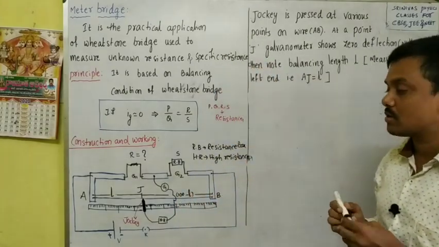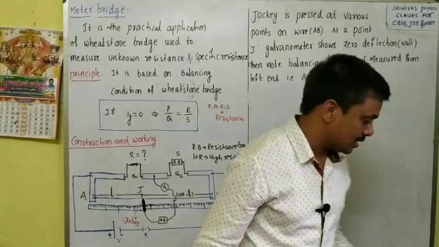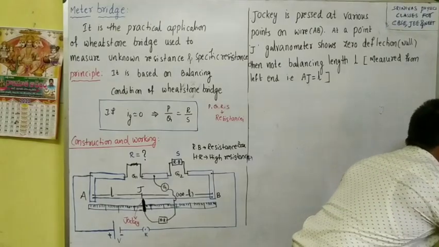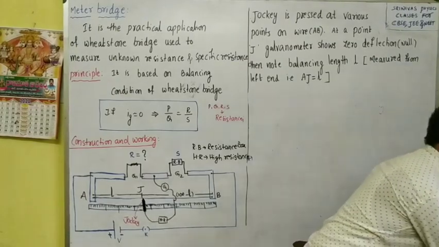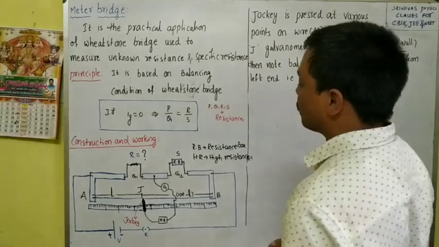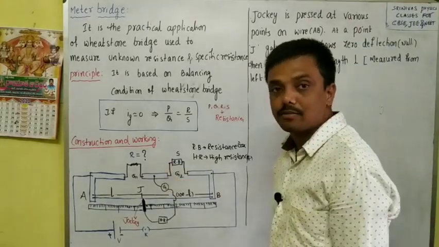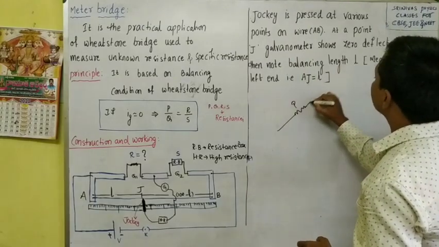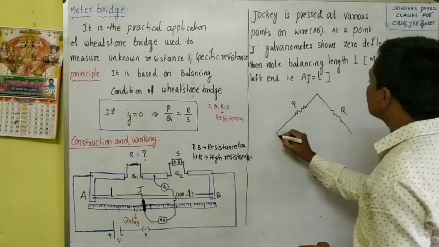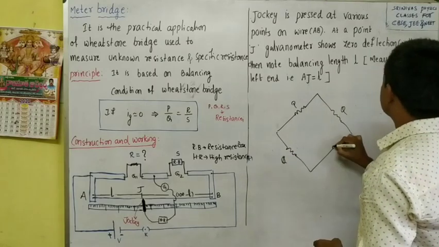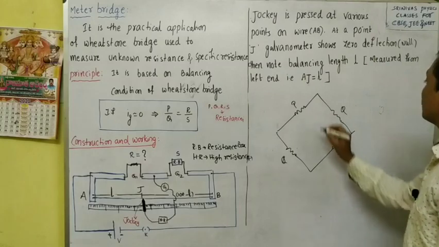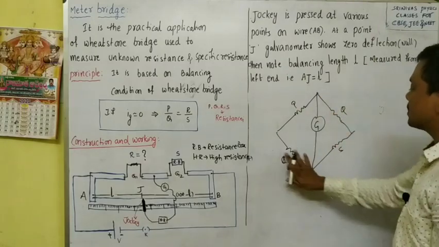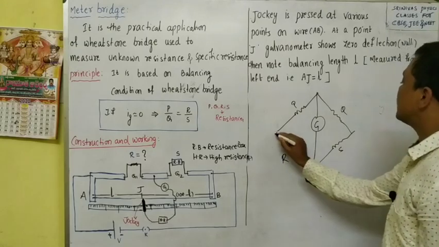Then how do we find it out? What is the procedure? Till now I explained the construction. Now let us go for the procedure: how to find the resistance and specific resistance. I am saying that this is the practical form of Wheatstone bridge. How is it the practical form? You already know Wheatstone bridge: this is P, this is Q, this is R, and this is S. In between them one galvanometer is connected, and here one battery is there.